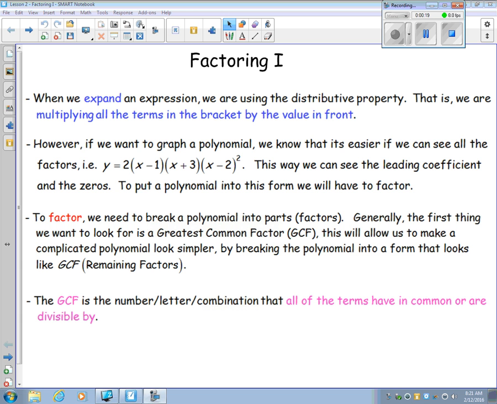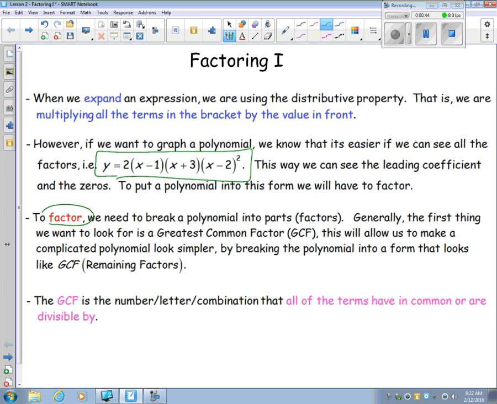However, if we want to graph a polynomial, we know this form, which we call factored form, right here, is better for us, right? Because we can see our zeros, we can see what kind of zeros we have, we can see our leading coefficient, all that good stuff. Unfortunately, as we know from yesterday, there's different forms you can get an equation in. So yesterday we wanted to get rid of the brackets, today we want to put them back in. Okay, so we're going to be factoring today. That is, we're going to be breaking our equation, our polynomial, into its different parts, which we call factors.